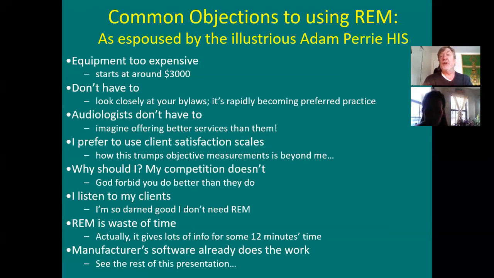So here's common objections to using Real Ear measurement, as espoused by a good friend of mine, Adam Perry. This is a hoot. Equipment's too expensive. Well, it actually starts around $3,000. I don't have to. Look closely at your bylaws. It's rapidly becoming preferred practice. Audiologists don't have to. Imagine offering better services than them. I prefer to use client satisfaction scales. How this trumps objective measurement is beyond me. Why should I? My competition doesn't. God forbid you do better than they do.